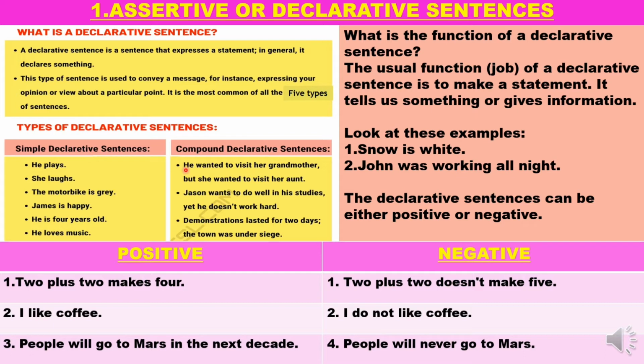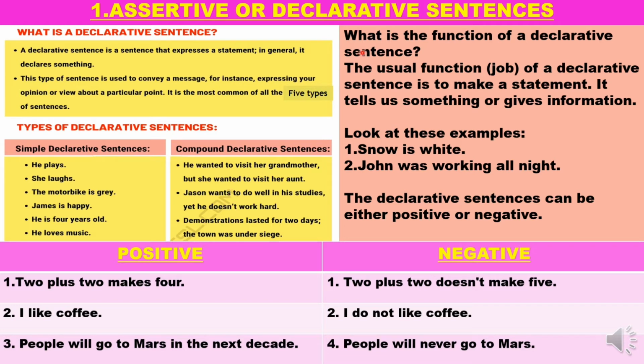Now let us see examples of compound declarative sentences. He wanted to visit her grandmother, but she wanted to visit her aunt. This sentence contains 2 clauses, that is why it is a compound declarative sentence. Jason wants to do well in his studies, yet he doesn't work hard. This sentence also contains 2 clauses, so it is a compound declarative sentence.